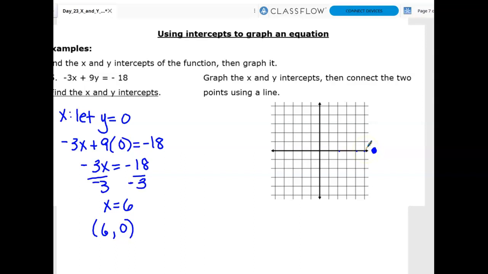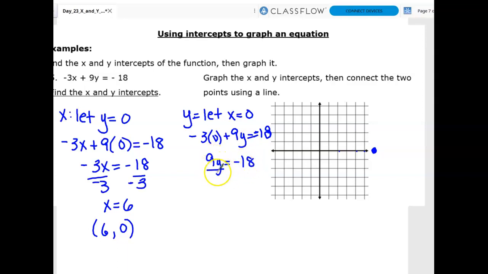All right, and then we're going to do the y-intercept. So with our y-intercept, we let our x be 0. So we end up with negative 3 times 0 plus 9y is equal to negative 18. Negative 18, that's a negative. Okay, so 9y would be equal to negative 18. We then divide both sides by 9, and our y is negative 2. So our x is 0, our y is negative 2. And that would be right down here.